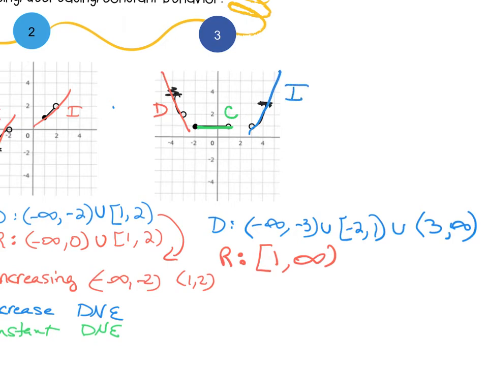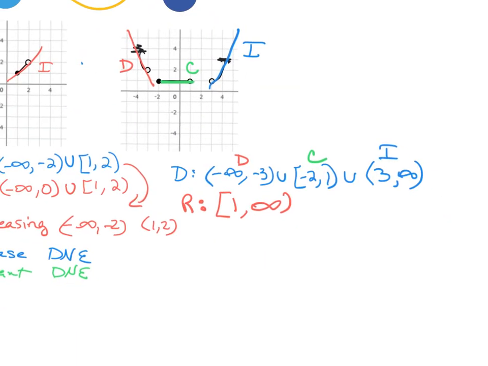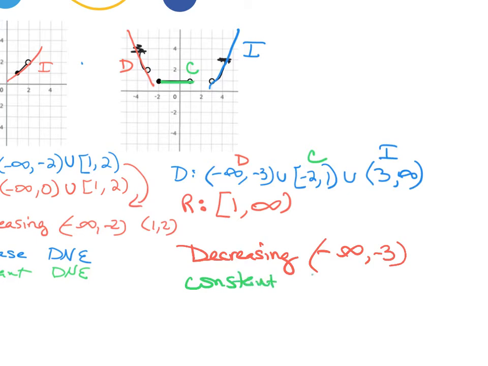So all you're going to do is go to your domain and pull out each piece. So this one was the decreasing, this one is the constant, and this one's going to be the increasing. Let me go ahead and write that in. So decreasing is going to be negative infinity to negative 3, all parentheses. The constant is going to be negative 2 to 1, and the increase is going to be 3 to infinity. Oops, that's an 8.